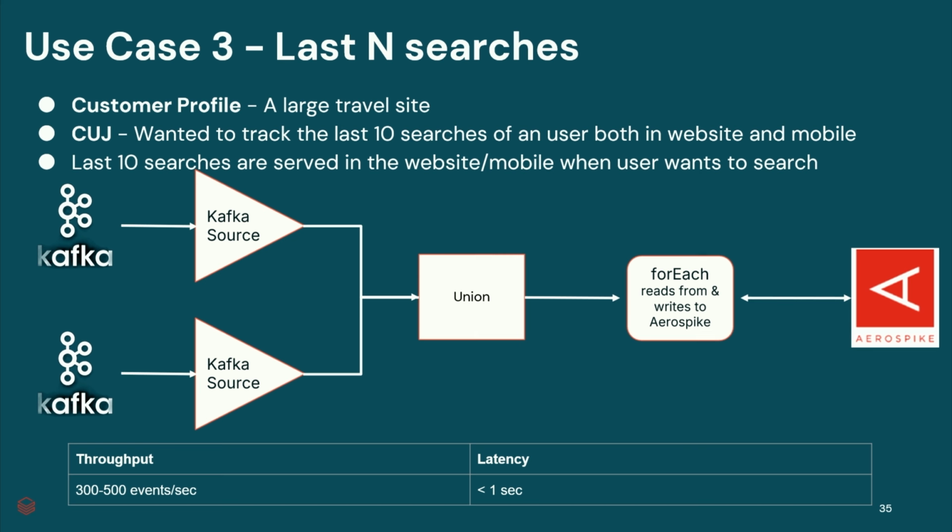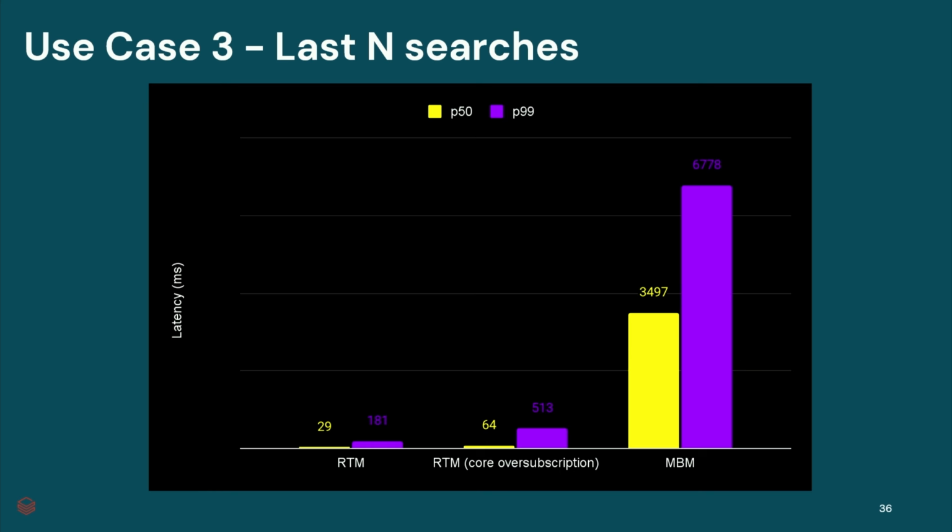They have this pipeline with two sources from Kafka, one with data from their mobile app and one from their website. They're unioning it, and they're using forEach to get the current results from Aerospike, and also write the new results to Aerospike. They're using Aerospike to serve their results. And same story with the latency. With the existing execution modes, they're only able to get latency in the order of seconds. With real time, they're able to decrease that even further.